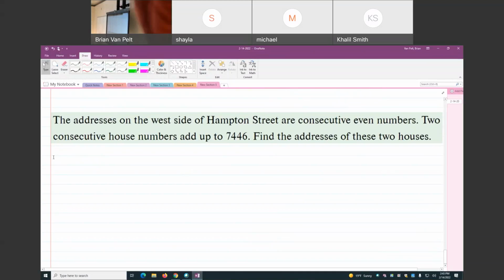I have delivered pizza. Anybody here deliver pizza or delivered anything? You rely on the fact that one side of the street are the odd numbers and the other side of the street are the even numbers, don't you? You have to. Well, that's what this is about here. The addresses on the west side of Hampton Street are consecutive even integers. And then 2 consecutive house numbers add up to 7446. First of all, tell me what 2 consecutive even numbers are going to look like. Start with that.